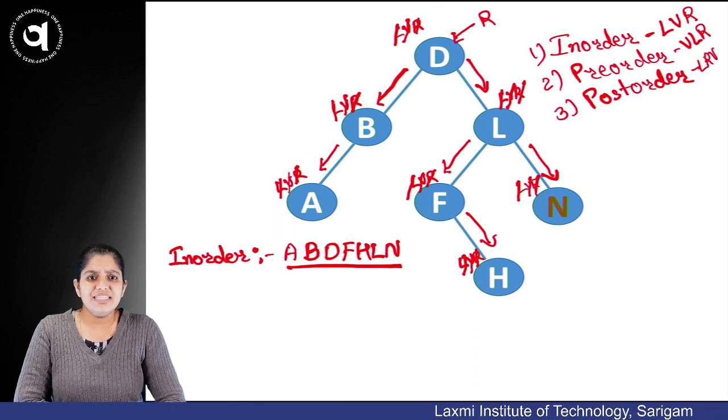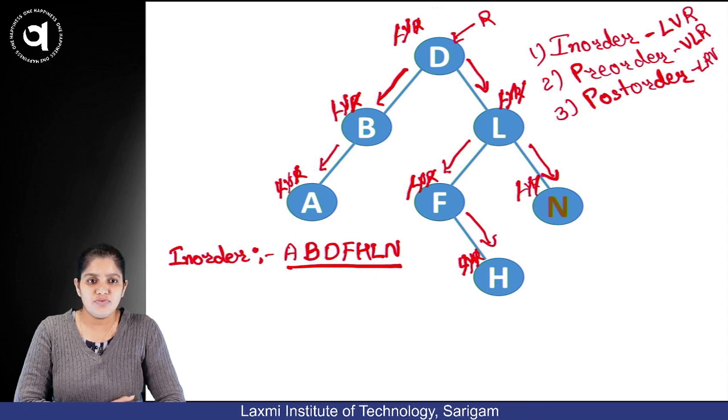And as you can see, it's in alphabetical ascending order. So, whenever you have a binary search tree, BST, the in-order of a binary search tree will always be in alphabetical order. Just keep in mind that's a trick.